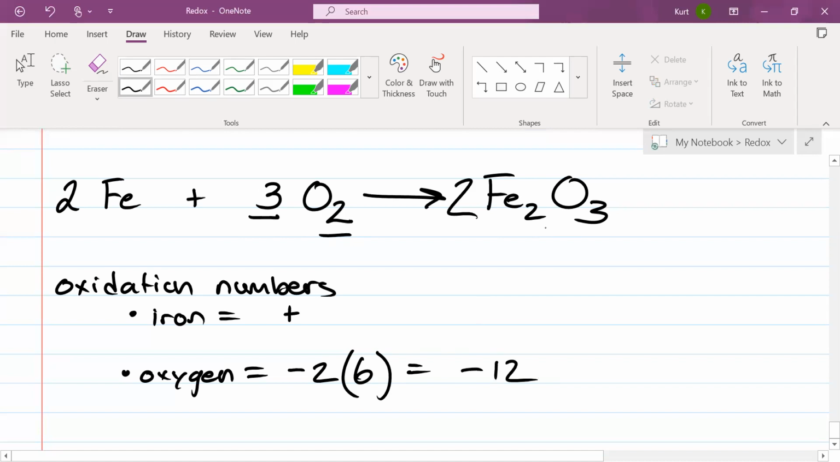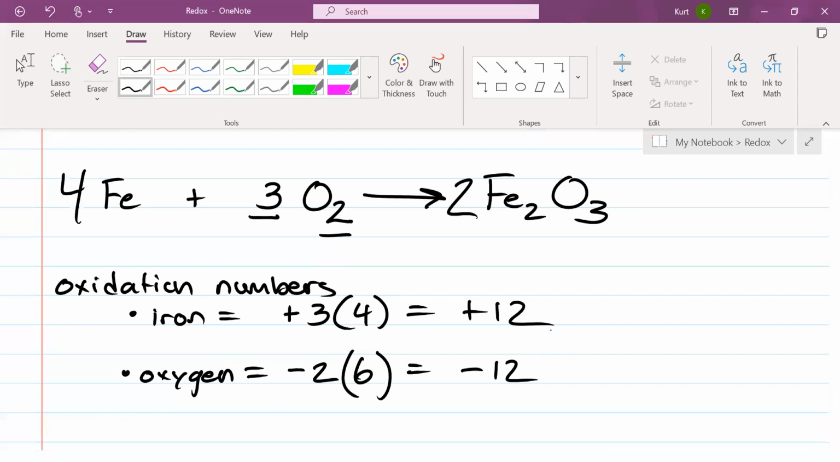Now, with the irons, it's actually going to be 4 Fe, not 2. That's where I was messing up. It's +3 times 4. It's going to be +12. And they balance out. Sorry about that confusion. That should have been a coefficient of 4, not 2.